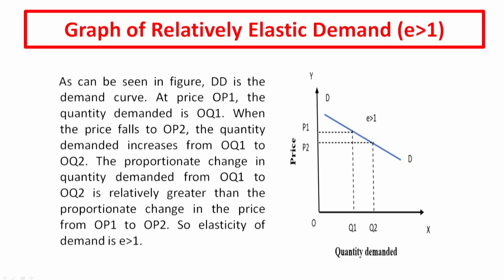As you can see in the figure, DD is the demand curve. At the price OP1, the quantity demanded is OQ1. When the price falls to OP2, you can see the quantity demanded increases from OQ1 to OQ2. The proportionate change in quantity demanded from OQ1 to OQ2 is relatively greater than the proportionate change in the price from OP1 to OP2, so elasticity of demand is greater than 1.